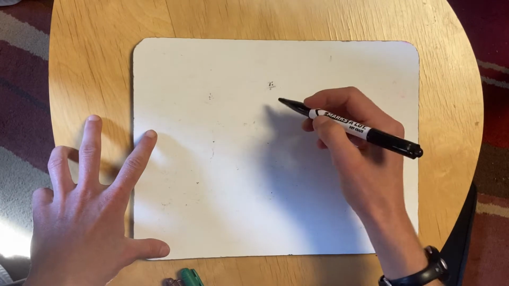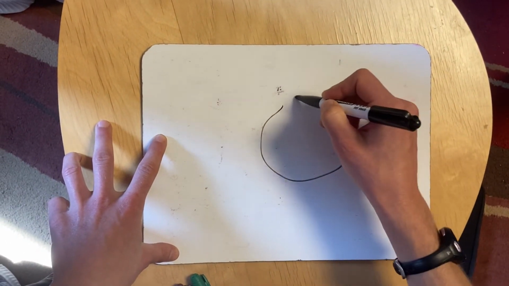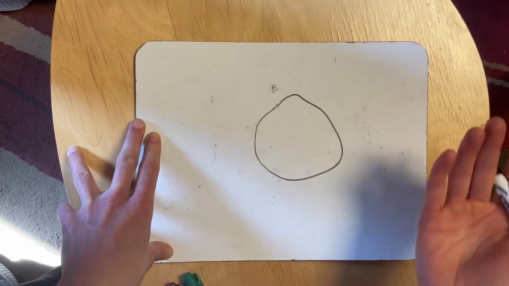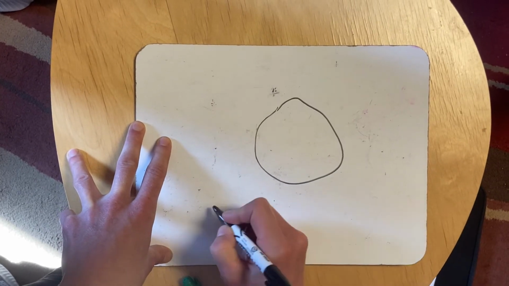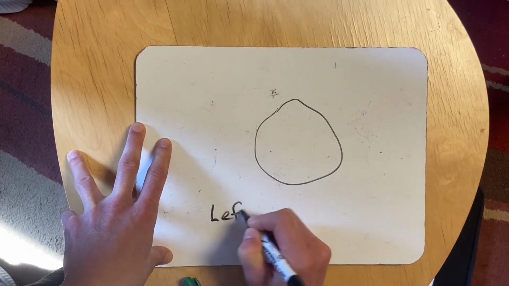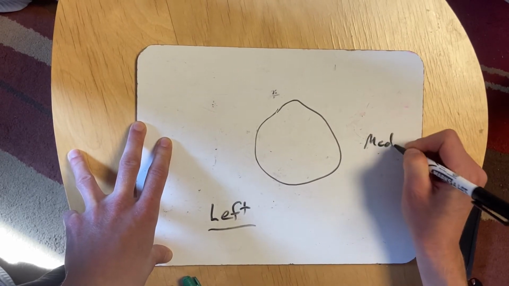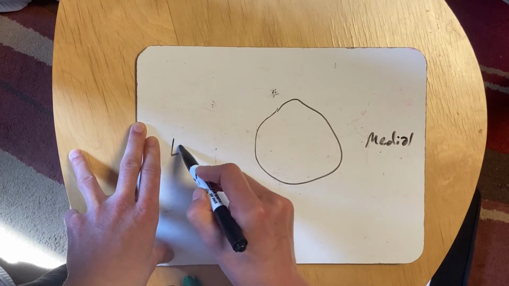So here I'm going to draw the outline of a cross-section of the lower leg. This is going to be the middle third of the leg, and this is going to be a left leg. So just to orient, this is going to be the medial side, and this is going to be the lateral side.